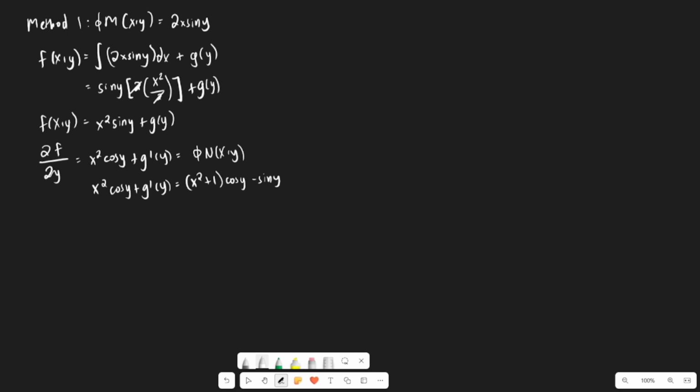Okay, so this becomes x squared cosine y plus g prime of y is equal to x squared cosine y plus cosine y minus sine y. We cancel out x squared cosine y, and we're left with g prime of y is equal to cosine y minus sine y.